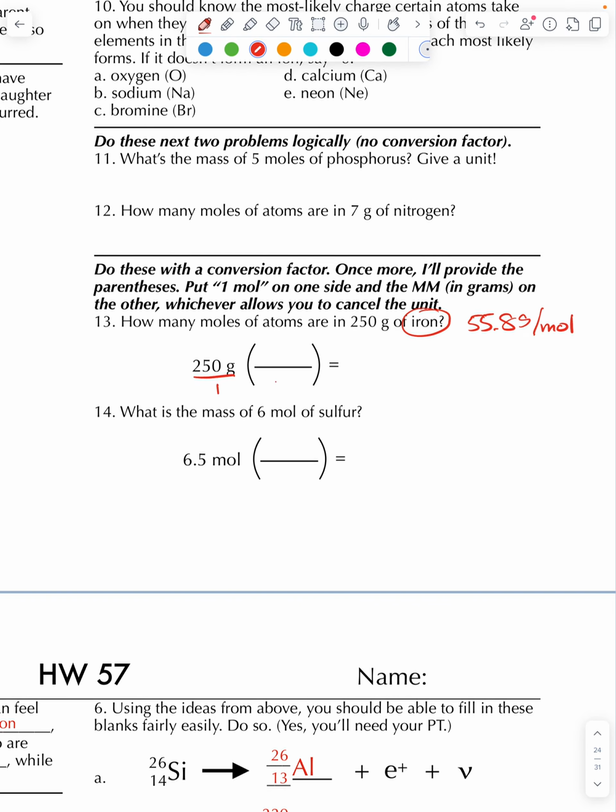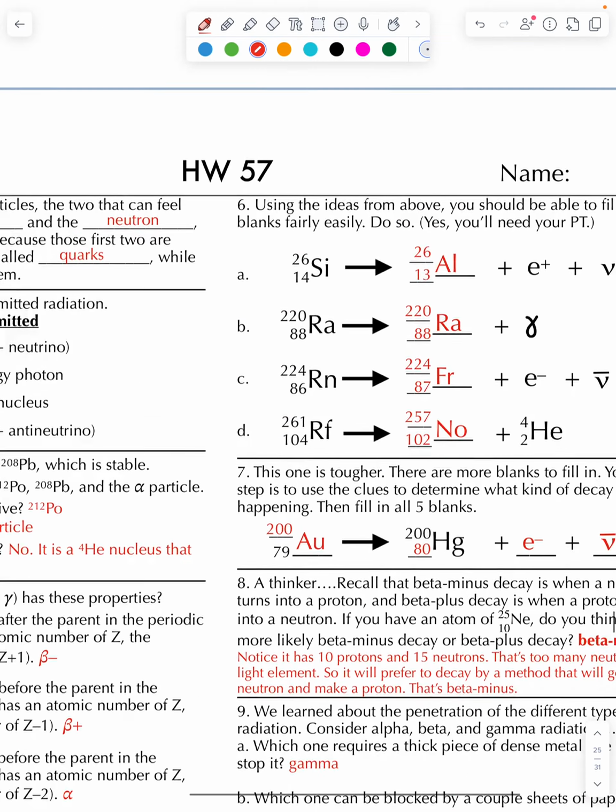But since we're trying to cancel grams, I'm going to put 55.8 grams on the bottom and 1 mole on the top, so the grams cancel. Meanwhile, sulfur, which is 32.1 grams per mole, I need to cancel moles, so I'm going to put 1 mole on the bottom so they cancel, because that's like 6.5 over 1, and 32.1 grams on the top. So be ready for that.